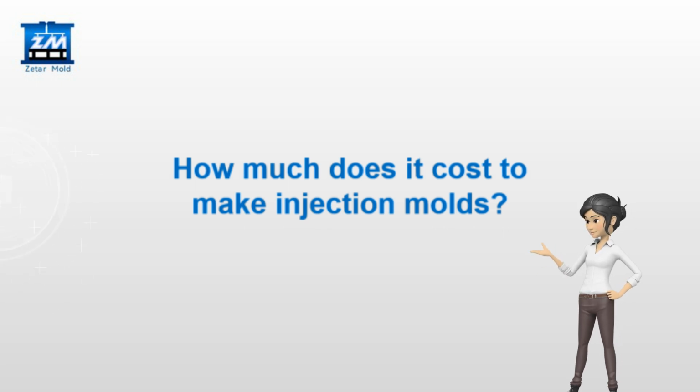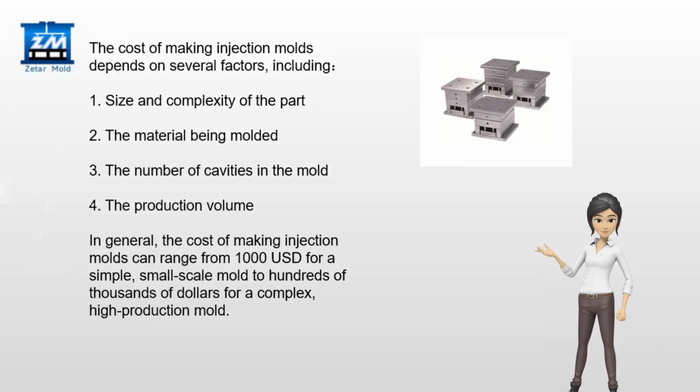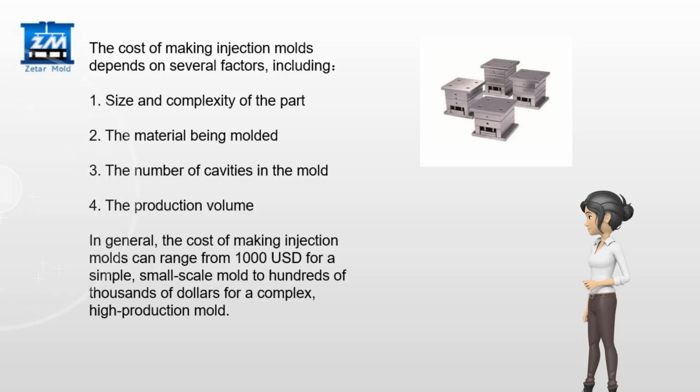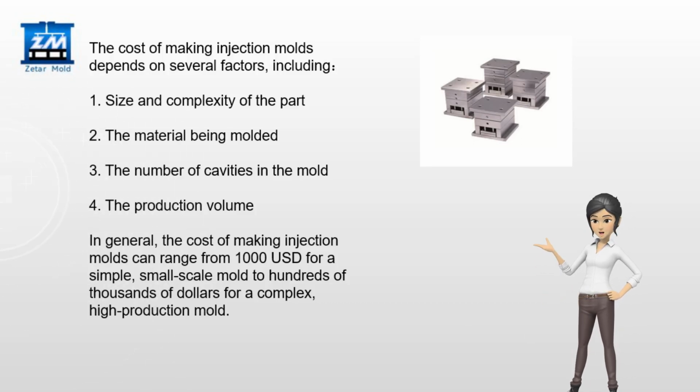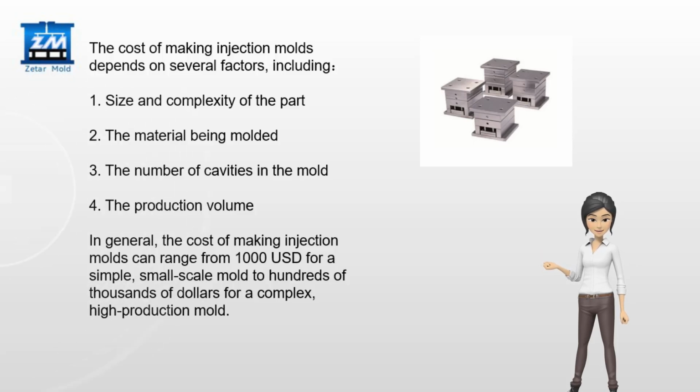How much does it cost to make injection molds? The cost of making injection molds depends on several factors, including: 1. Size and complexity of the part. 2. The material being molded. 3. The number of cavities in the mold. 4. The production volume. In general, the cost of making injection molds can range from $1,000 for a simple, small-scale mold to hundreds of thousands of dollars for a complex, high-production mold.